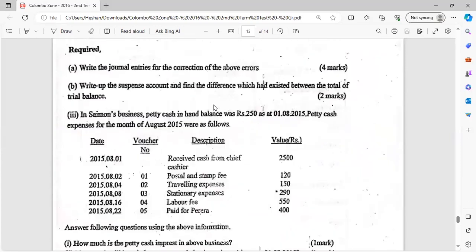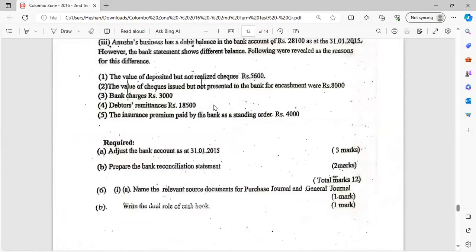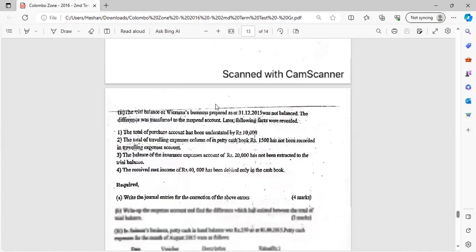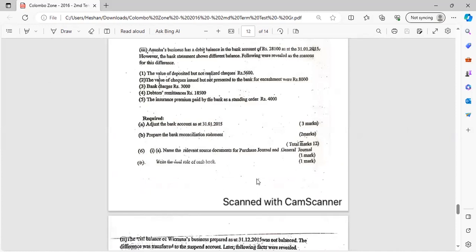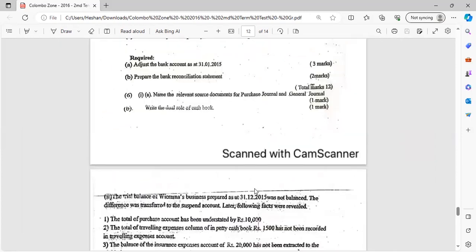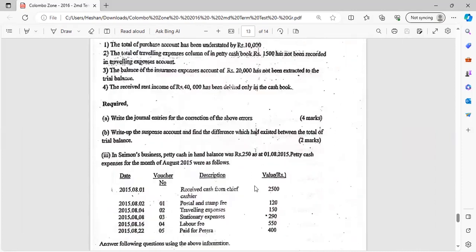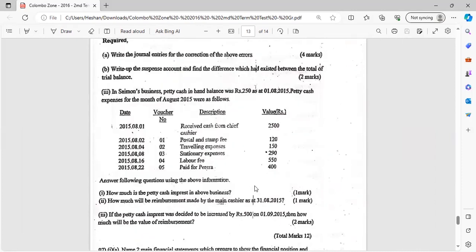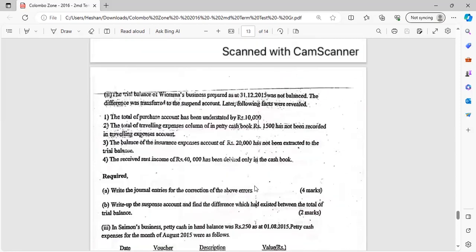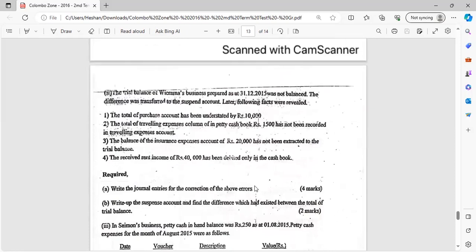Right? Not 5. I think this is 2, 3. Yeah, question number 6. Question number 6 is very much important because in question number 6 there are error correction and bank error correction. Yes, error correction and something related to petty cash, right? Okay. So now I'm going to tell you, you should do this error correction.